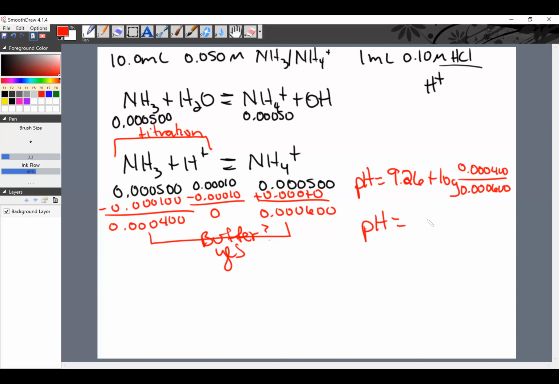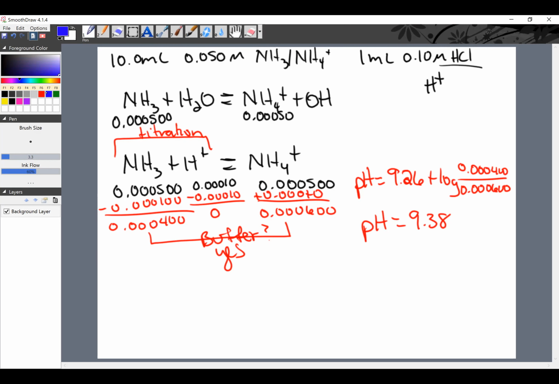So I should expect this pH to be 9.38. Whoa, didn't change much, which is the point. Okay, a buffer is not supposed to change much.